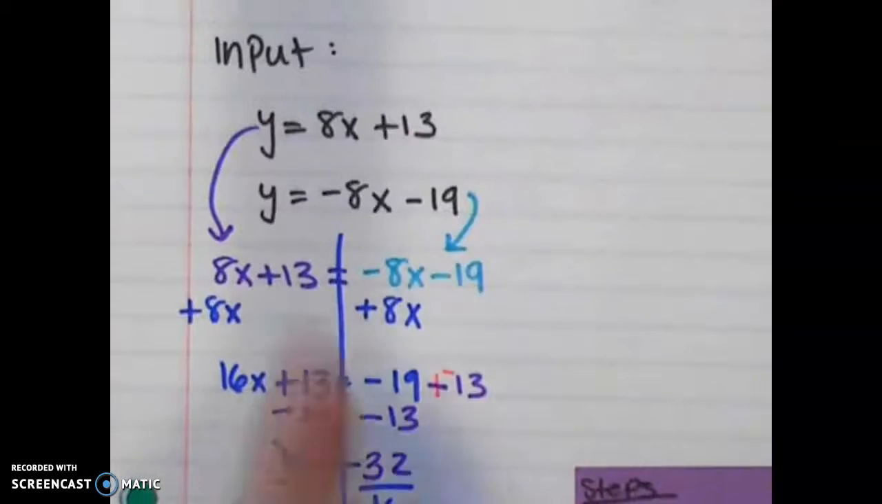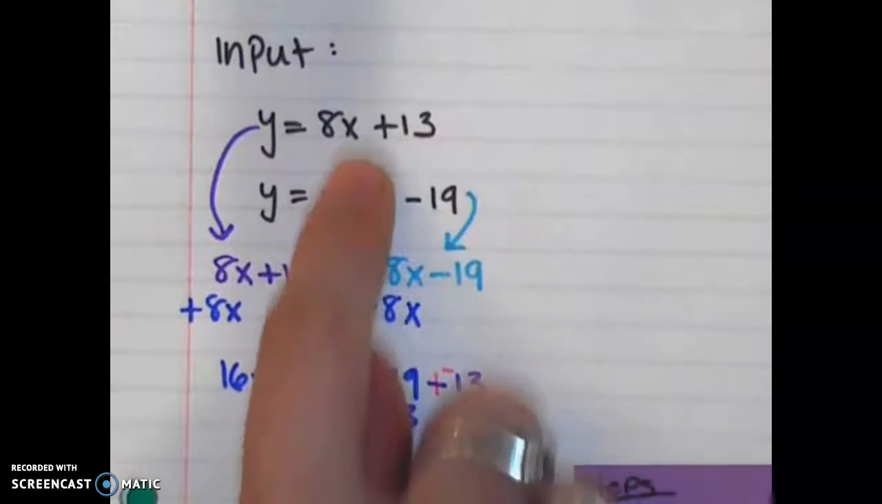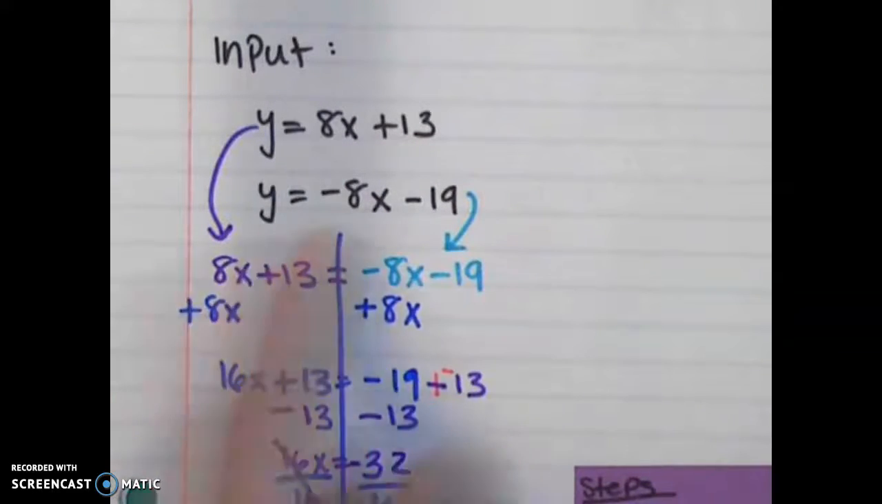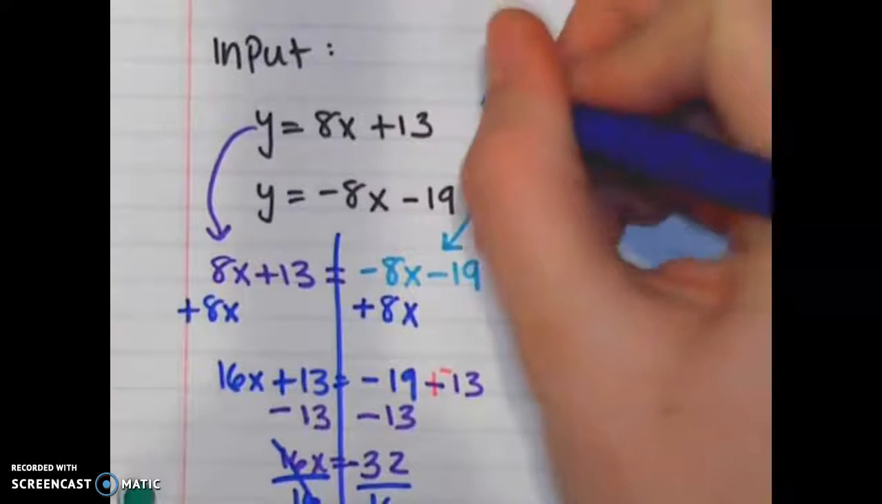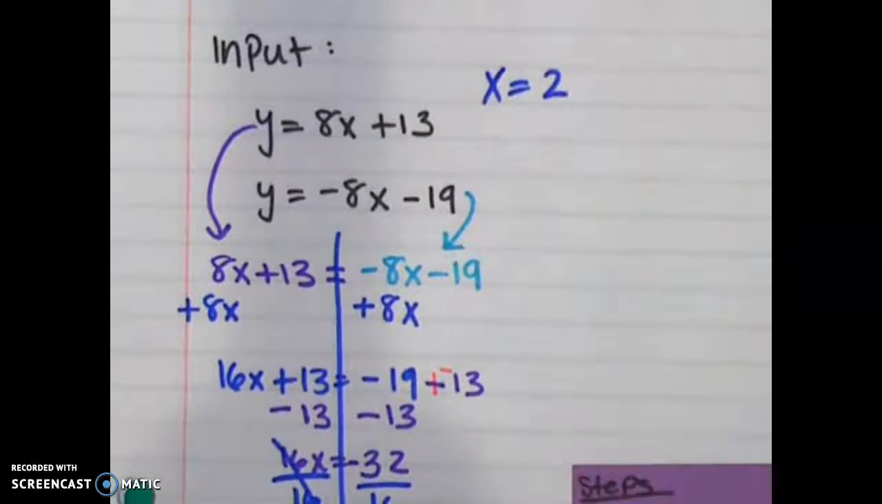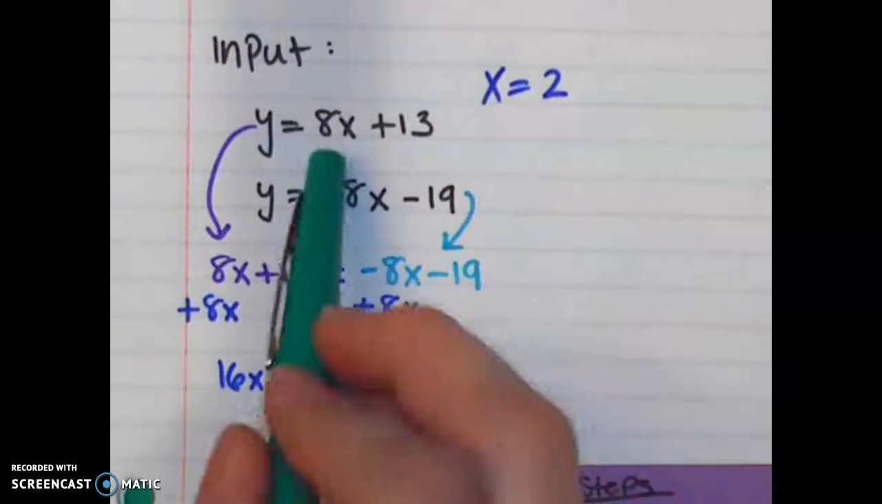Okay, now I get to pick. So I found out what x is. I can pick either one of these equations. I'm going to pick the one that doesn't have all the negatives in it just because I can. So I'm going to take the x equals 2, write it up here, and I'm going to rewrite this equation so it has x in it.